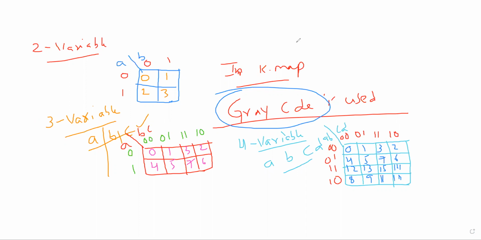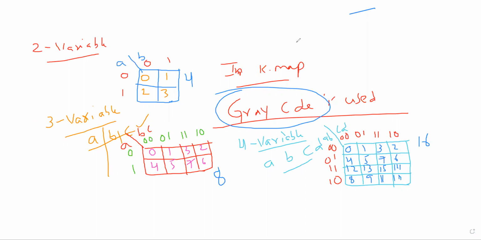Now once again, if you observe an important point, we can say that for a 2 variable K-map we are having 4 cells. For a 3 variable K-map, we are having 8 cells. For a 4 variable K-map, we are having 16 cells. Similarly, for a 5 variable K-map it is 32, and for a 6 variable K-map it is 64, and so on.